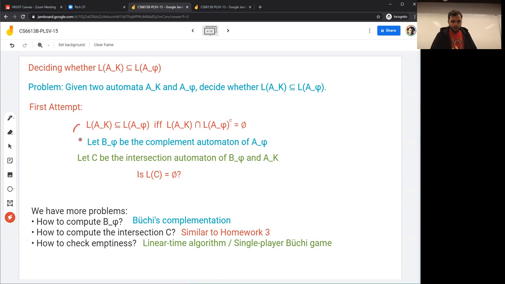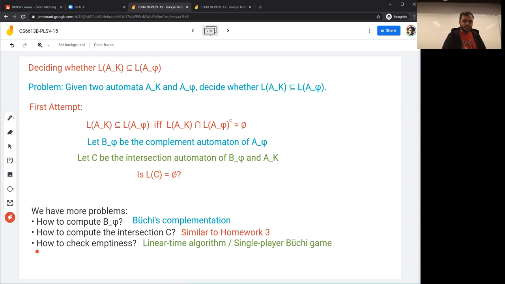So every step of this gives us a new problem. Some of them we have already seen. The first problem is, how do you compute the complement? We already had a whole session on this, about Büchi's way of complementing non-deterministic Büchi automata. Another question is, how do we compute the intersection? This is homework 3, but since no one has got it yet, I'm going to show you now how you can do this. It's very similar to homework 3.